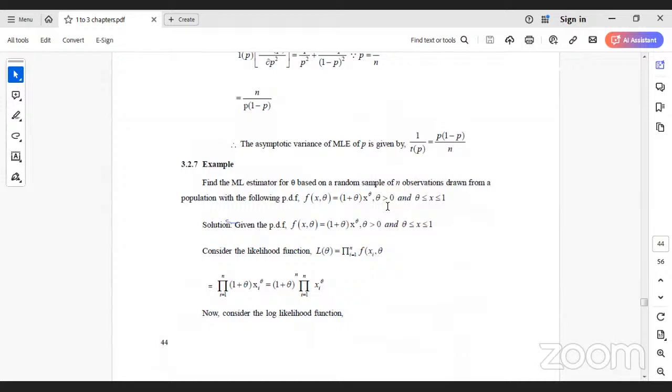Find the ML estimator of theta based on a random sample of n observations drawn from a population with the following probability density function: f(x, theta) = 1 plus theta, for theta greater than 0 and theta less than or equal to x less than or equal to 1.